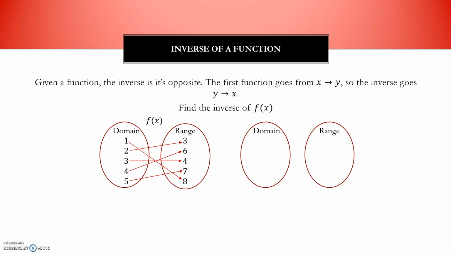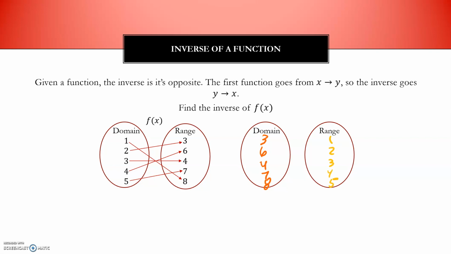So we would like to find the inverse here of f of x. So our domain and range need to flip. What was the range, what was the y of f of x, becomes the domain of its inverse: 3, 6, 4, 7, 8. And then the range of the inverse is the domain of the original one: 1, 2, 3, 4, 5.